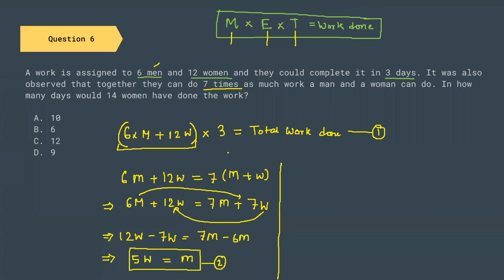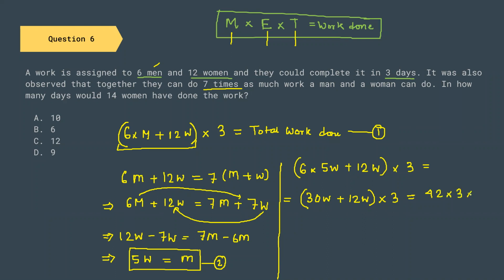Now using this equation, let us find the total work that was done. Instead of writing 6M, we write 6 into 5W plus 12W, and this was multiplied by 3, and this is your total work done. So 6 into 5W is 30W plus 12W, multiplied by 3, and that gives us 42W into 3, so 42 into 3 into W. This was your total work done.